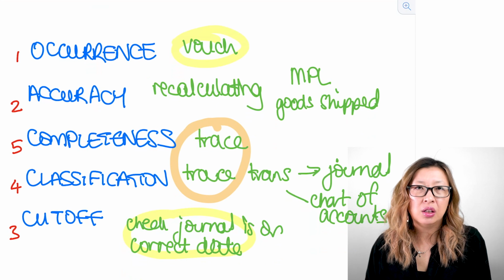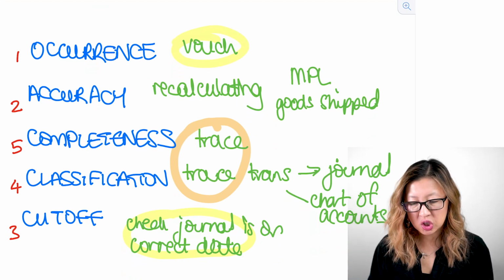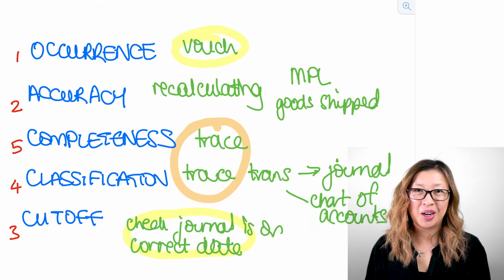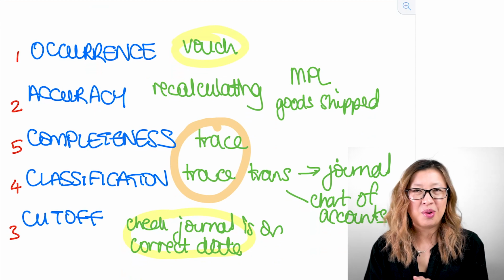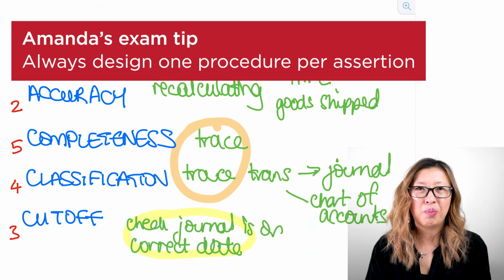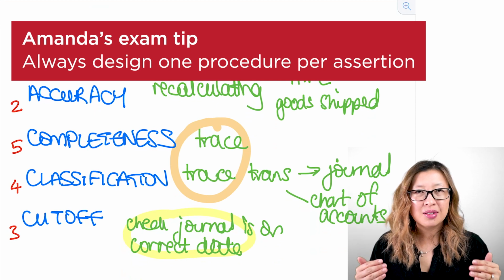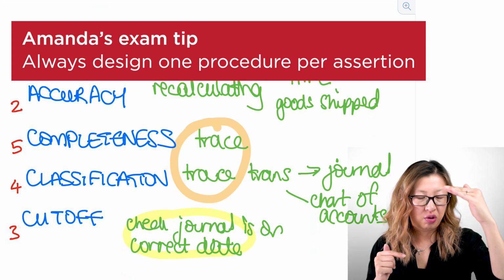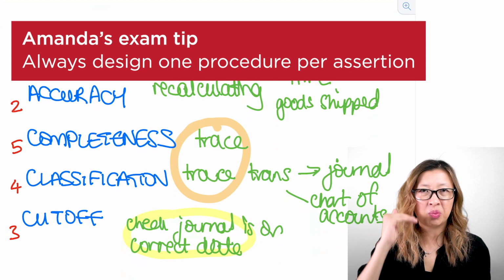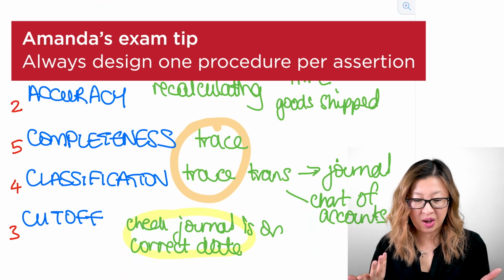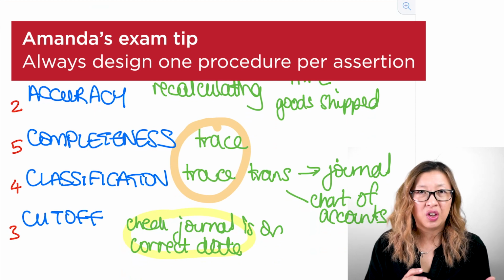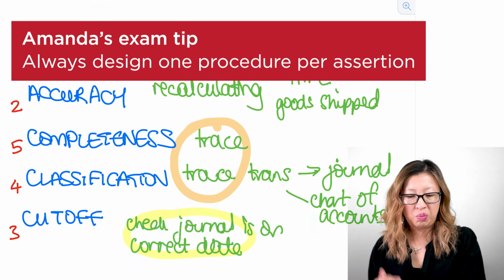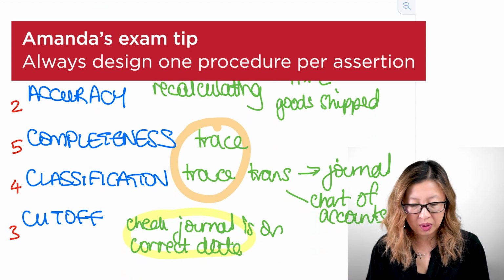So while it might look like a lot, 5 assertions, 5 procedures, it actually isn't, because you are able to double up. Now, in an exam situation for a student, I would always recommend writing 1 procedure per assertion, just because it makes it easier to mark. It's easier for us to award marks to you if we can see that you've laid out every single assertion and you've got 1 procedure. Even if you say, for example, with the completeness one, here's my completeness test, and then for classification, I'm going to use the sample from my completeness test and I'm going to do these additional procedures. That's always the best way of doing it.